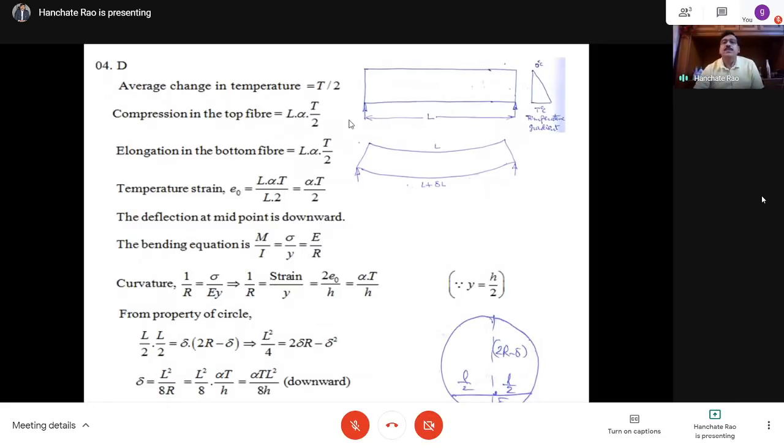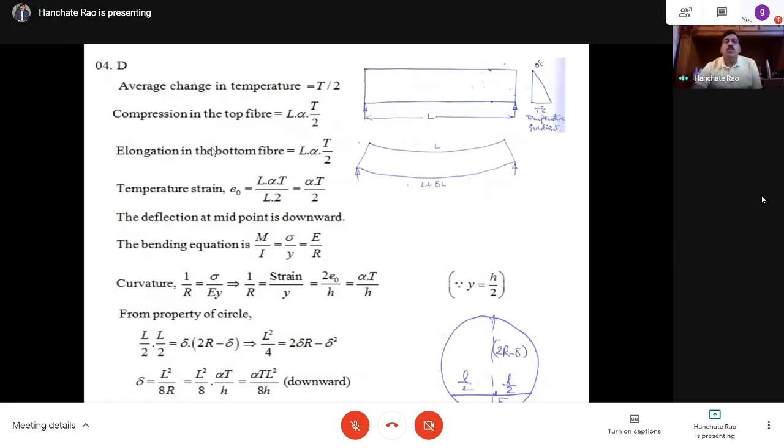So this is a simply supported beam, and the temperature is varying from 0 degrees to T degrees centigrade. At the neutral axis, the average temperature is T by 2: top 0, bottom T. So at the center it is 0 plus T by 2, which is T by 2. Average change in temperature is T by 2 at the neutral axis.